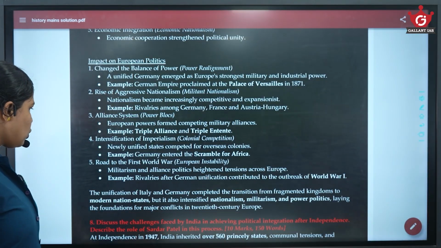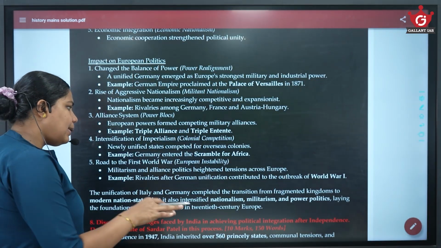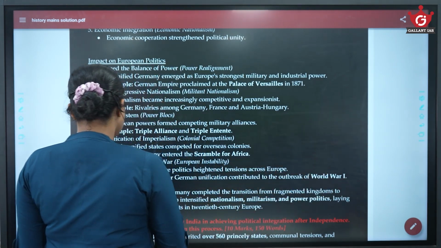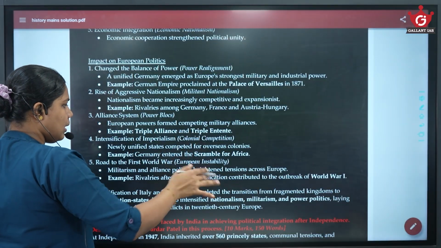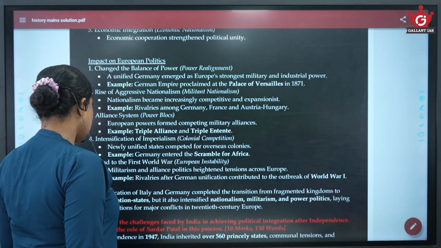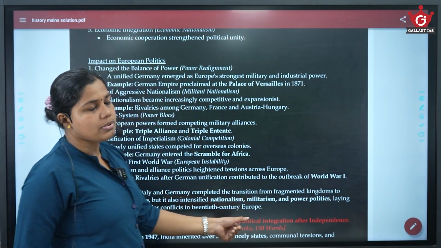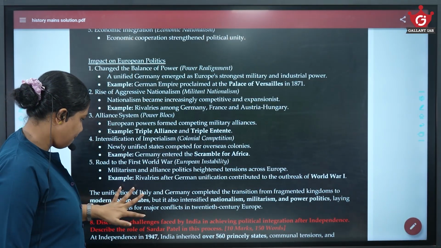So you can effectively conclude: the unification of Italy and Germany completed the transition from fragmented kingdoms in Europe to the modern nation state, but it also intensified nationalism, militarism, power politics, laying the foundations for major conflicts in 20th century Europe. So this kind of conclusion gives a balanced tone to your question.